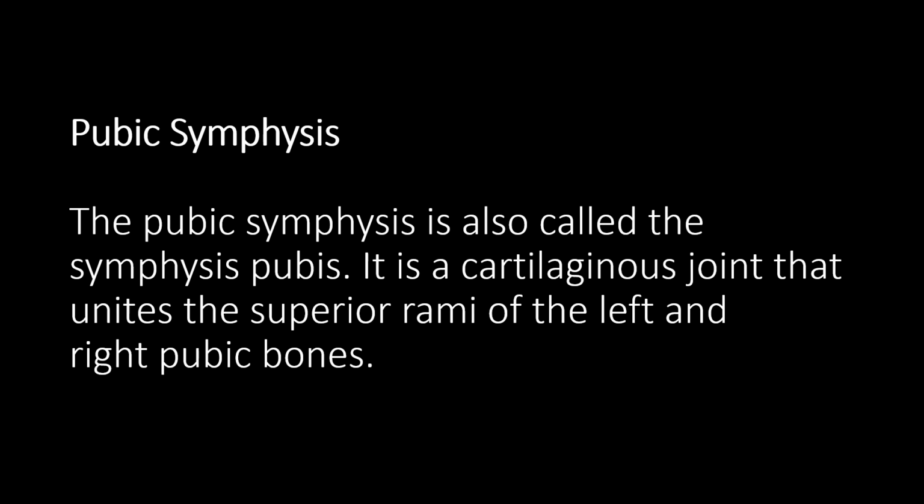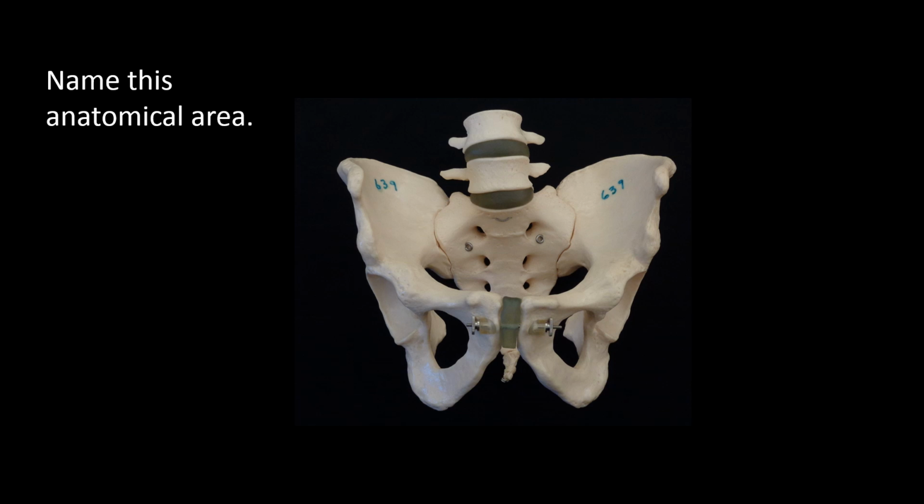Pubic symphysis. The pubic symphysis is also called the symphysis pubis. It is a cartilaginous joint that unites the superior rami of the left and right pubic bones. Name this anatomical area.